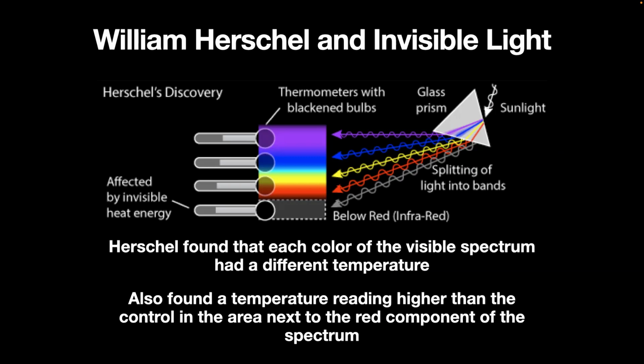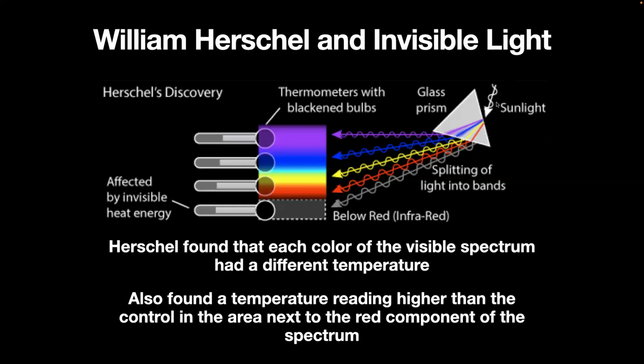Herschel had a thermometer in the shade, so he had something to compare his other thermometers to, right? A control. But he also placed a thermometer just to the side of the red light, but outside of the spectrum. This thermometer also showed a temperature above the quote unquote shade temperature. So he reasoned that there must be light there that we couldn't see. And this is really the first evidence we have for invisible light, which we call infrared, because it's below the red.